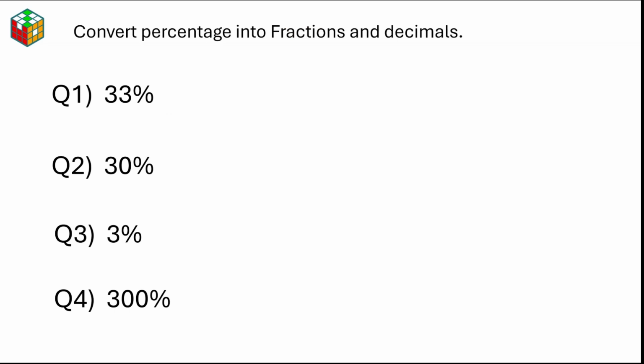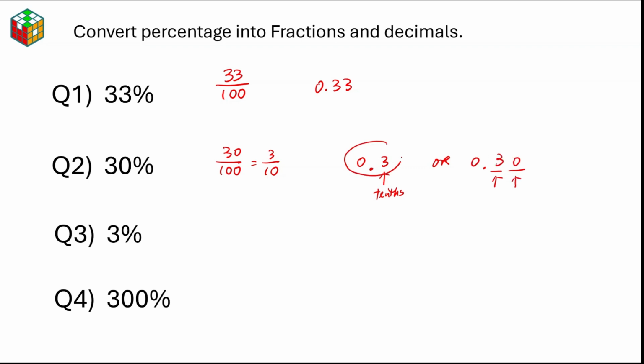Let's do 4 really quickly. 33 out of 100 will be my fraction, 0.33 as my decimal. 30 out of 100, or I can simplify it down to 3 over 10. Then for the place value, on the tenths I need the 3, or on the tenths and hundredths, I need 30. So that is the better answer because I don't need the extra 0.